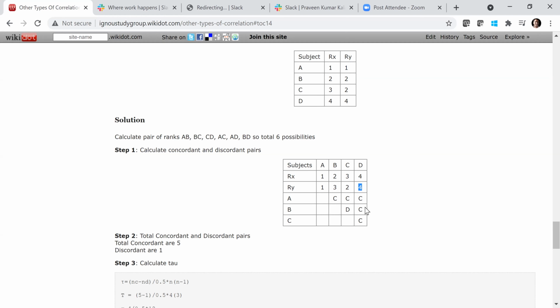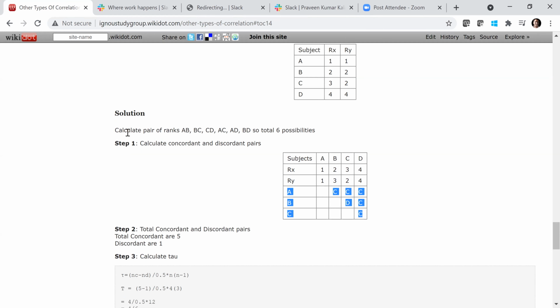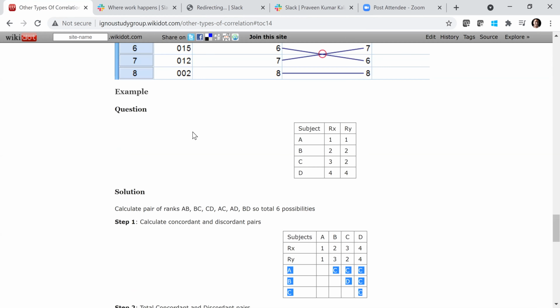Now I check B. There is no point checking B's relationship with A because it is already covered in AB. So now with B, I'm going to check with C, right? 2, 3 and 3, 2. The direction is inverse. Now one is increasing, the other is decreasing. So hence it is a discordant pair, right? Net to net, what I am doing is checking how many concordants are there, how many discordants are there. And based on that, there is a formula using which I can calculate Kendall's tau.